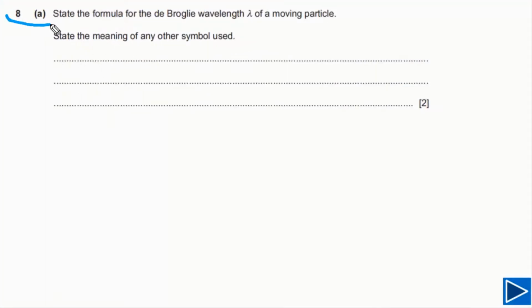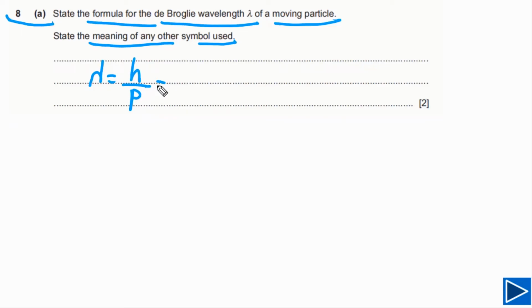For question number 8, part A, we need to state the formula for the de Broglie wavelength of a moving particle. We need to state the meaning of any other symbol used, other than lambda. So the formula for the de Broglie wavelength is lambda equals h over p, where p is the momentum. You can also write h over mv. If you write h over p, then we have to state what h is. So h is Planck constant.